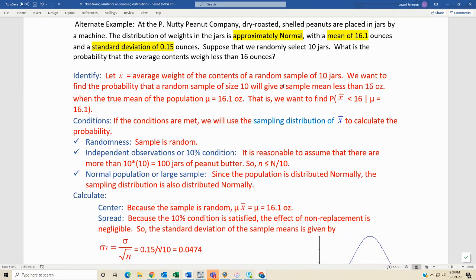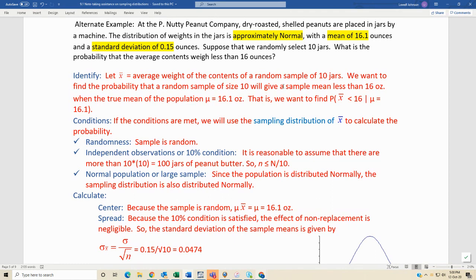We want to find the probability that a random sample of size 10 will give a sample mean less than 16 ounces when the true mean of the population is 16.1. That is, we want to find the probability of getting a sample mean of less than 16 when the true mean is 16.1. Now we have to check the conditions, but we want to start out with a sentence like this. If the conditions are met, we will use the sampling distribution of X bar. That's the name of this procedure. I want you to mention the name of this procedure. It's the sampling distribution of X bar to calculate the probability.